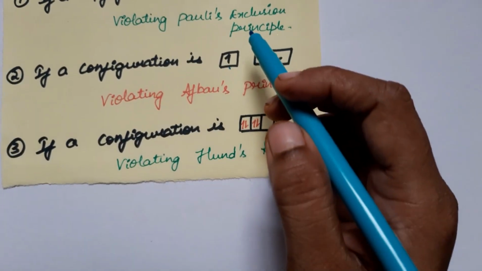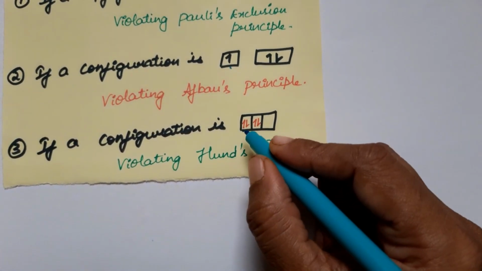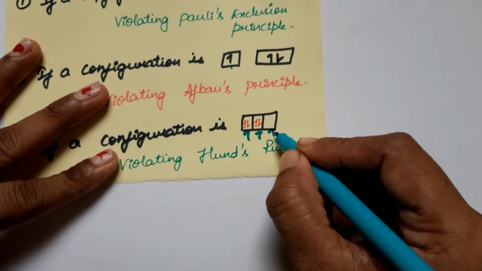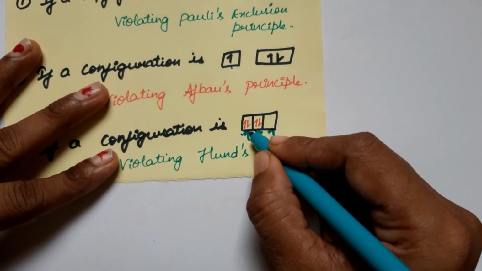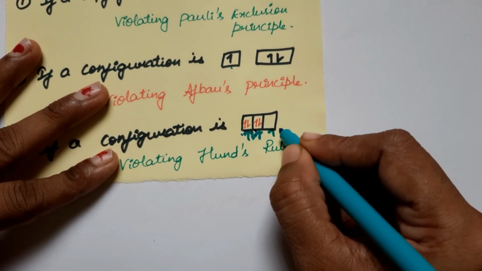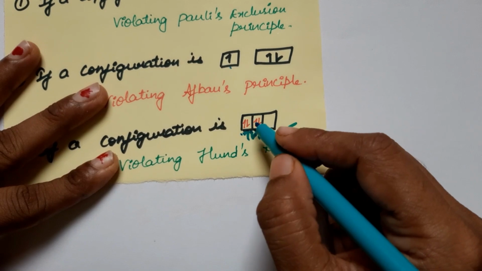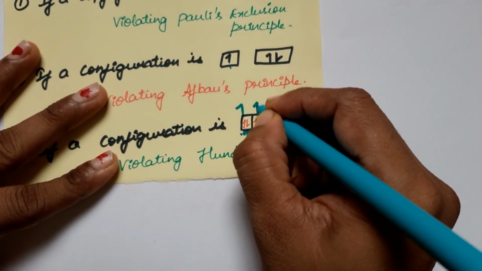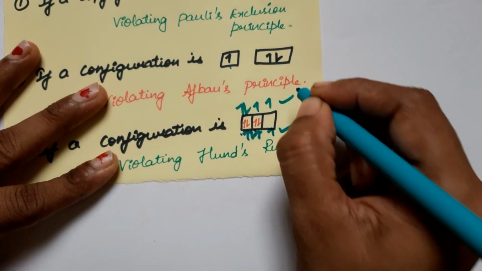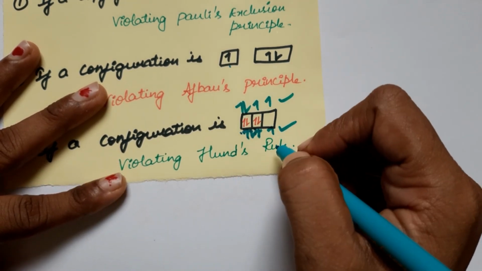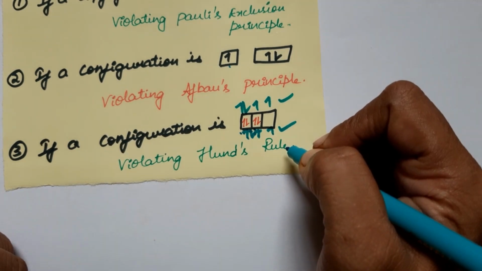For example, if these electrons are filled like this, 1, 2, 3, and this electron is filled like this, then it obeys Hund's rule. If it is filling like this, it is violating Hund's rule. That means if the electrons are filled like this, then it is obeying Hund's rule. If it is filling like this, it is not obeying Hund's rule. That means it is violating Hund's rule.